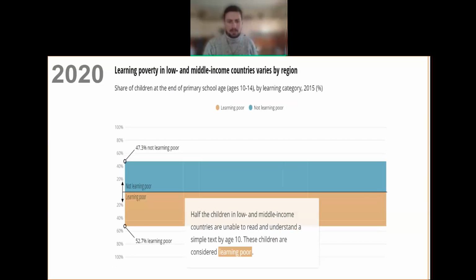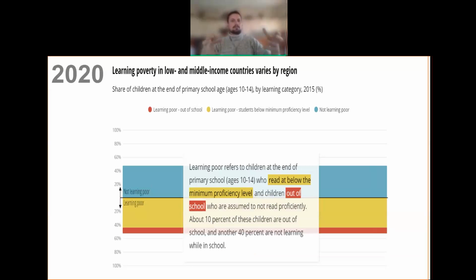And then as you scroll down, you get targeted information about what learning poor children are. So half the children in low and middle income countries are unable to read and understand a simple text by age 10. These children are considered learning poor. So this is the definition of learning poor. And then you disaggregate a little bit more. So we define learning poor at a very high level.